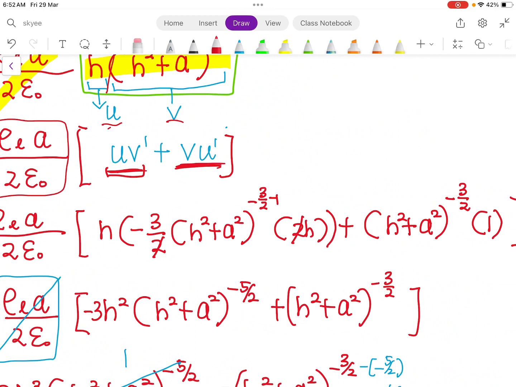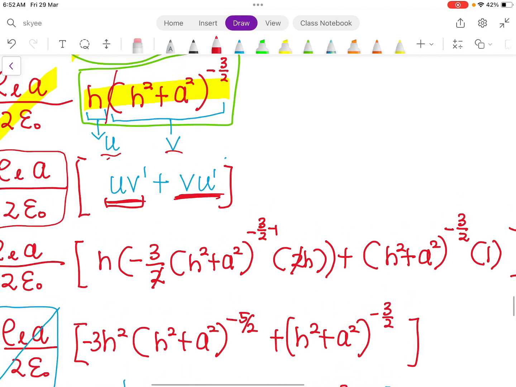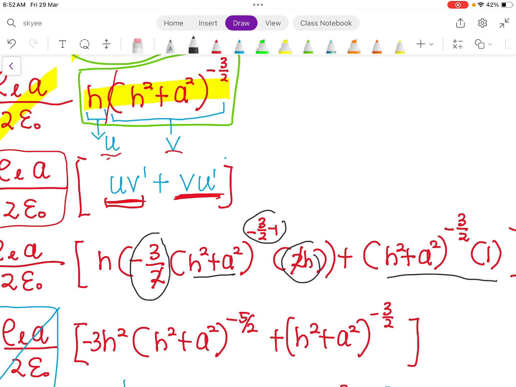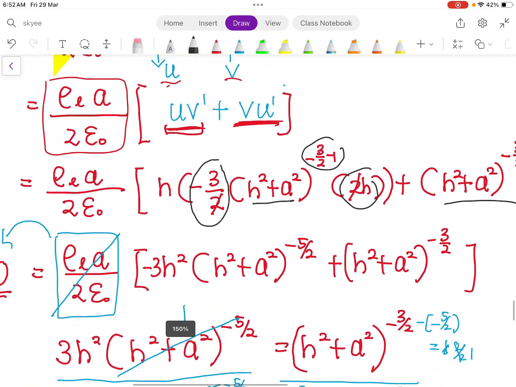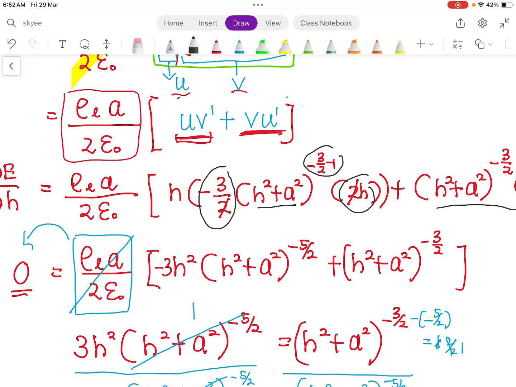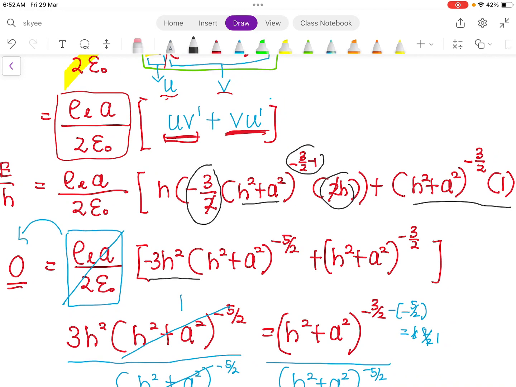You have to do it slowly. How to do it? For the V prime, you take the negative 3/2 multiply here, and this one minus 1, and then over here you differentiate and it becomes 2h, and this one is V U prime. Then we try to simplify it.